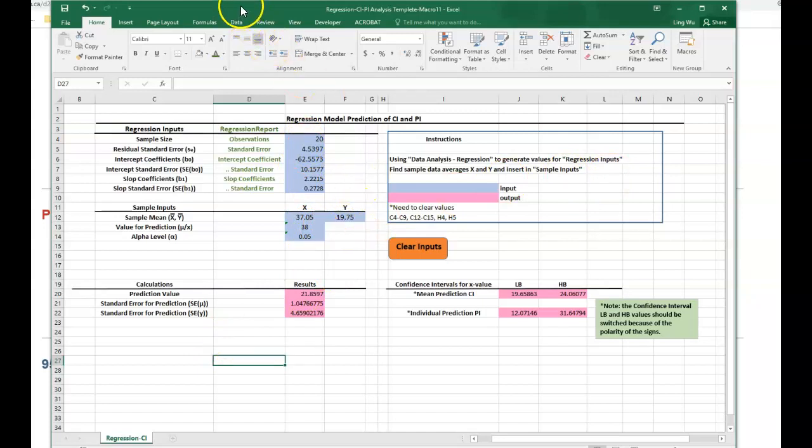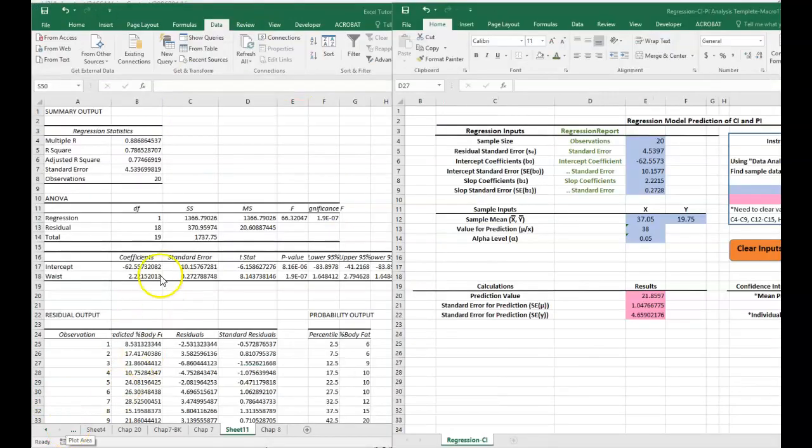So let's put both Excel files over here. This is our regression analysis report, and this is the template. We need to fill in a few numbers here. First, this is the sample size, which from your report is the observations. The observation count is 20, and then the standard error is this one, called the residual standard error.